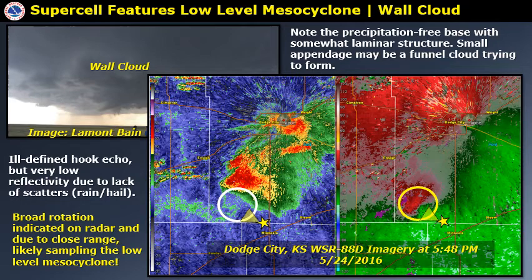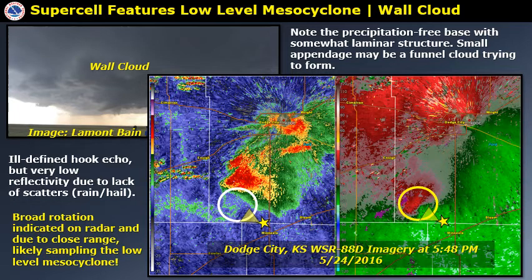Now, the radar is located at Dodge City, near the KDDC lettering in the imagery on the left and the right. And at 5:48 p.m., the reflectivity imagery on the left shows an ill-defined hook echo, but the hook itself is characterized by lower reflectivity. This is due largely to the lack of scatterers.